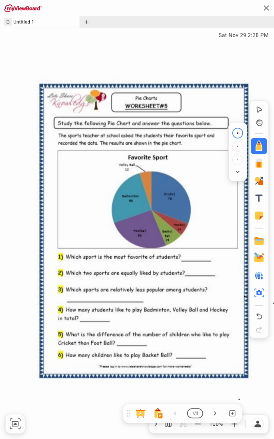12 liked volleyball, 78 liked cricket, 24 students liked hockey, 19 students liked basketball, 65 students liked football, and 65 students liked badminton. Which sport is the most favorite of the students? Cricket is the most favorite of the students. Which two sports are equally liked by students? Football and badminton.